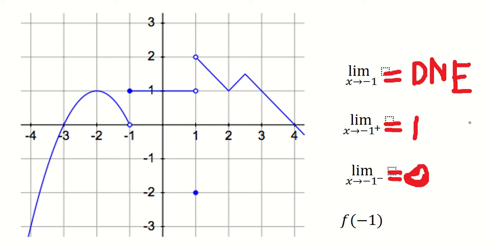People write dne, just does not exist. So in this case, the limit from the right and the limit from the left are not the same, so the limit does not exist.